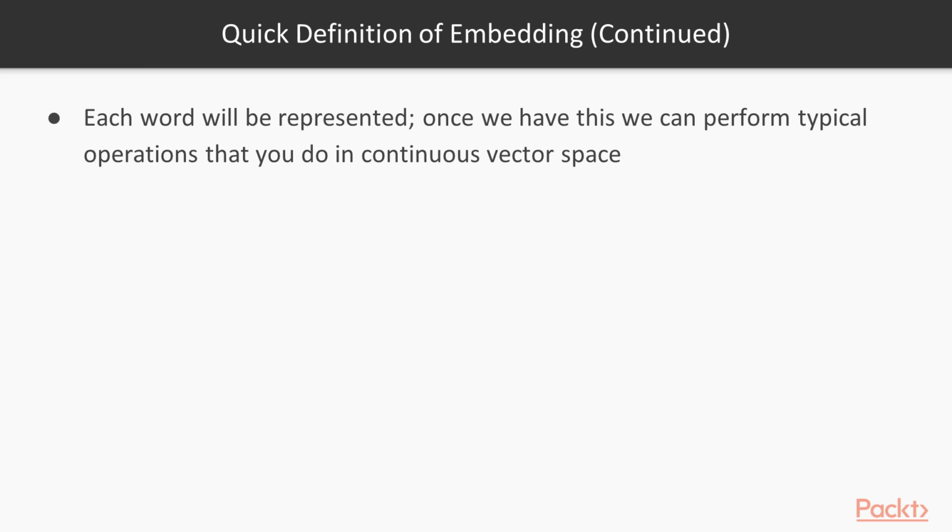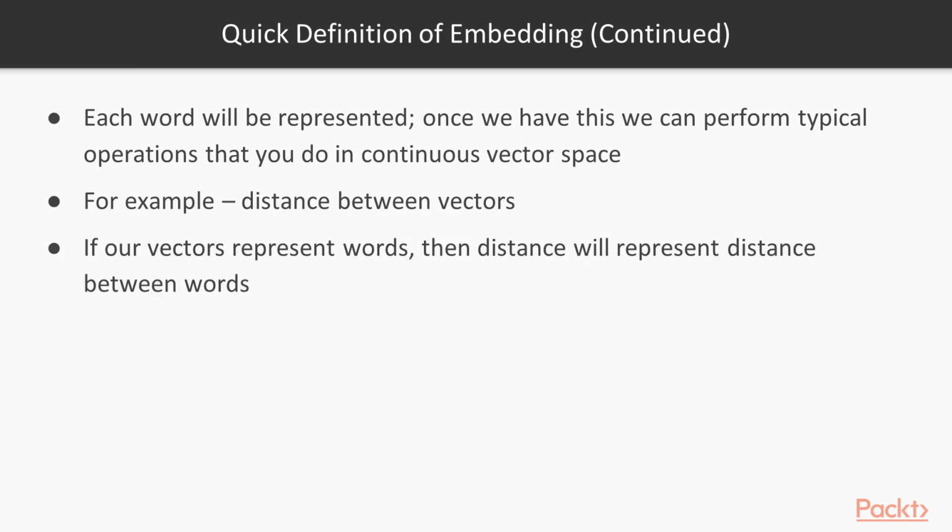Once we have this, we can perform the typical operations that you would do in a continuous vector space. For example, distance between vectors. If our vectors represent words, then the distance will represent the distance between words. This will allow us to do word clusters.